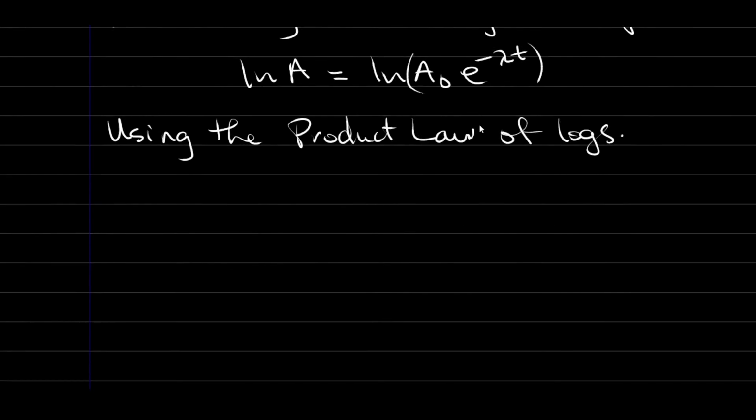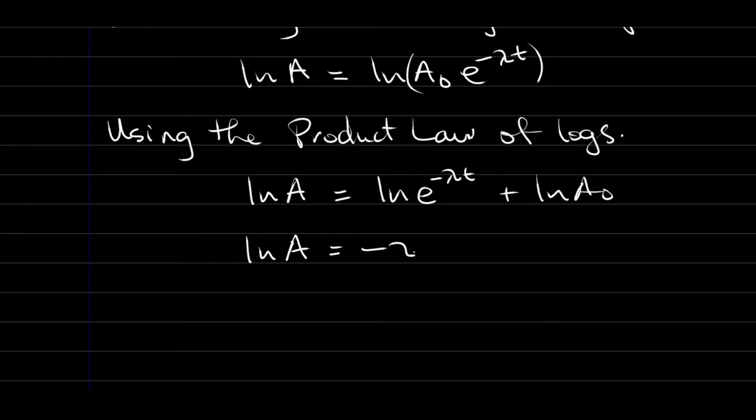using that product law of logs, we can actually separate that a little bit. So we have ln of A equal, and I'm going to bring this over on the side. So I have ln of e to the power of negative lambda t, and then plus ln of A naught is 0, right? And then from there, all I can do is get rid of that. So I can say ln of A is equal to negative lambda t. Again, remember ln of e is simply equal to 1, not 0, equal to 1, right? And then plus ln of A naught. Okay, so that's it there.